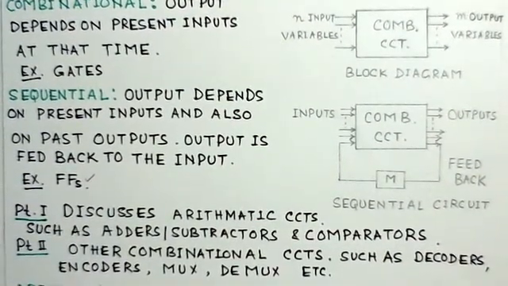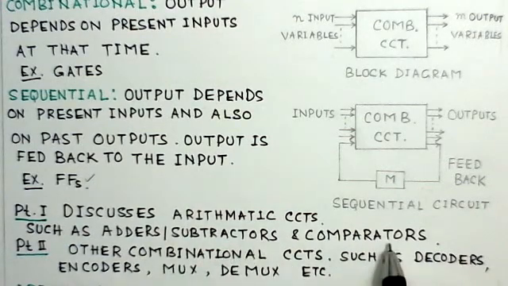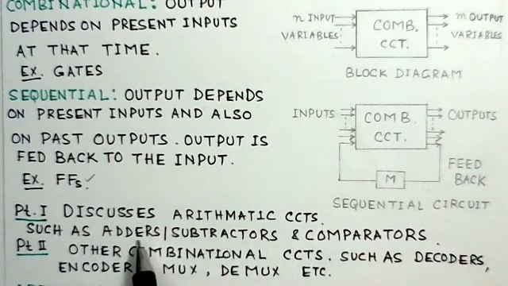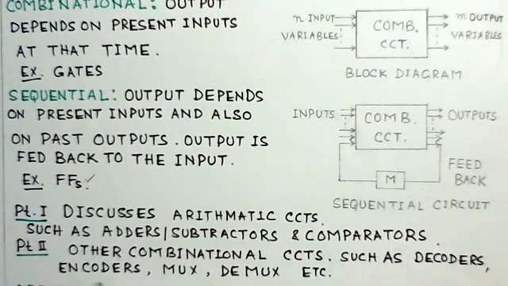Okay. Now part 1 here discusses the arithmetic circuits such as adders, subtractors, and comparators. Basically it's arithmetic and logic circuits. Adders, subtractors, multipliers, they come under the category of arithmetic circuits and comparators under the logic circuits. Part 2 will consist of other combinational circuits such as decoders, encoders, multiplexers, demultiplexers, etc.